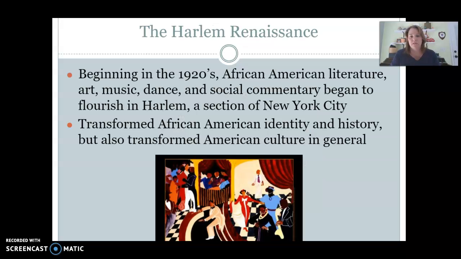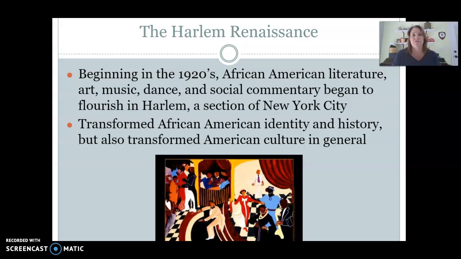Another important thing to talk about in the 1920s is the Harlem Renaissance. The Harlem Renaissance began in an area of New York called Harlem, a neighborhood called Harlem. This was an area that was primarily African American. And this was not just a place for literature, but a place for literature, art, music, dance, social commentary. All of these things started to come out of Harlem, a section of New York City.